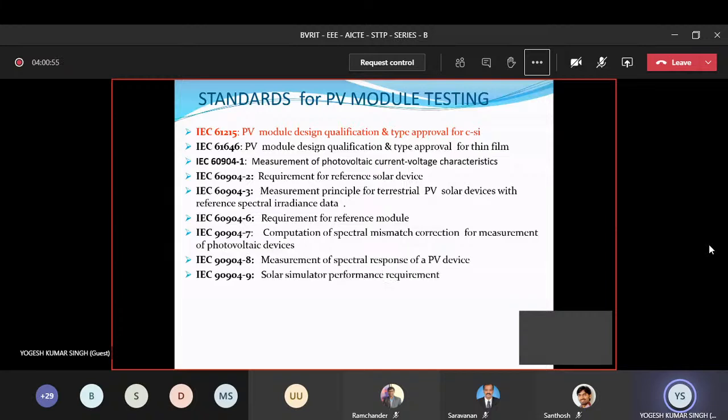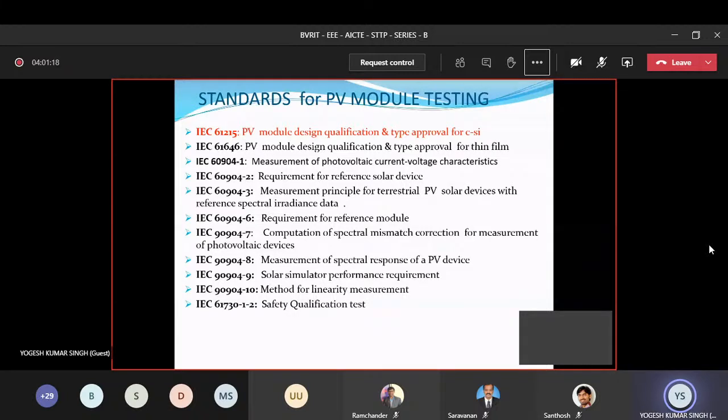And if we want to check the linearity measurement, we will go for IEC 60904-10. And if you're talking about safety and qualification testing, that is IEC 61730. There are two parts, part 1 and part 2. With the help of part 1 and part 2, we will cover the safety aspects.